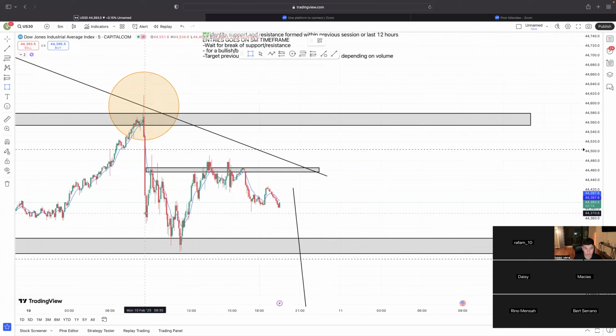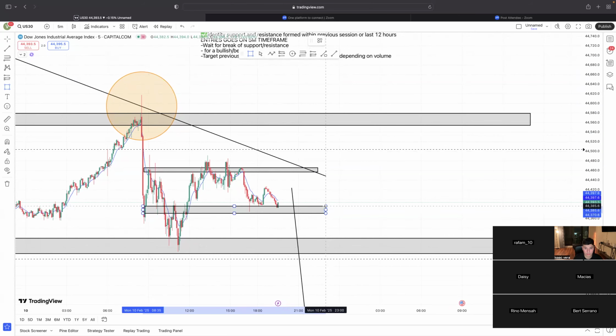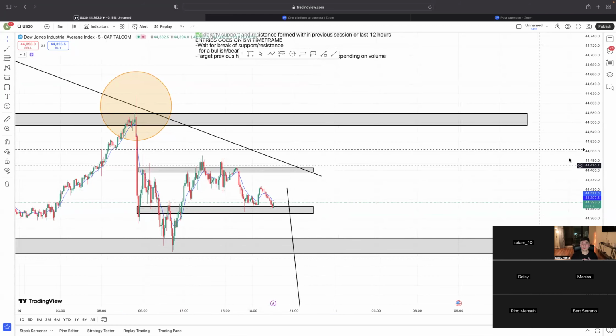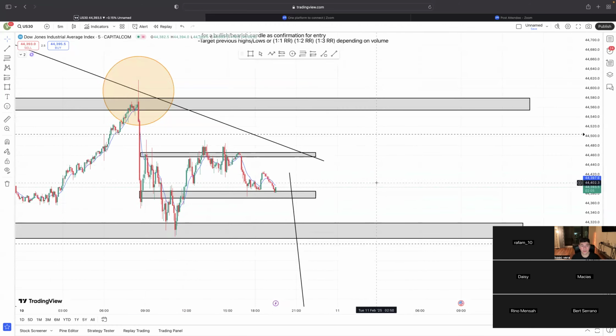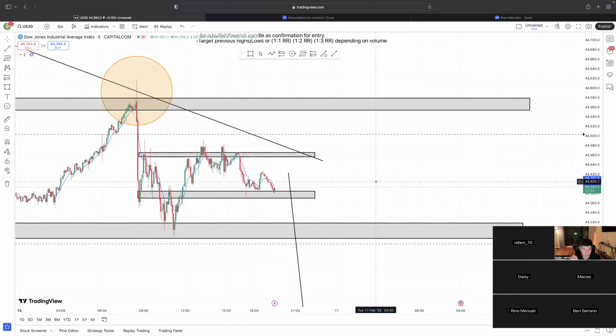And this would be support. Okay, this would be support. So where would I take my entry? In this case, we already have the confirmations that the market is moving downside. We have bearish market structure, we have a bearish forming trend line, and price has been moving down.